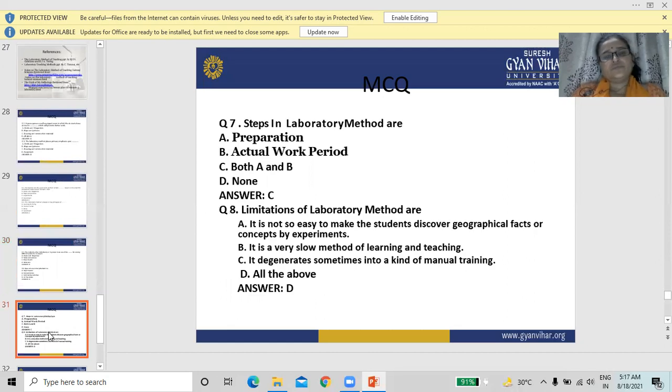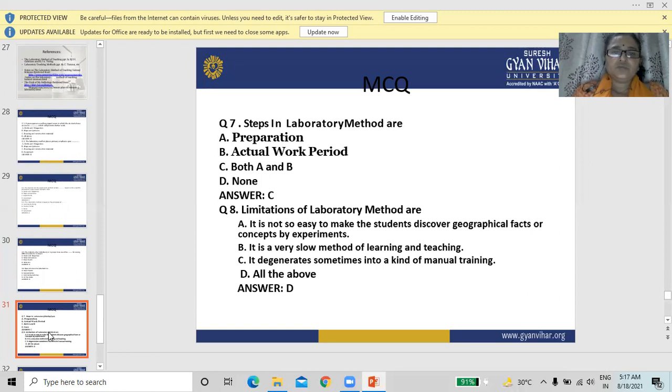Next MCQ. Steps in laboratory method are: option A, preparation. Option B, actual work period. Option C, both A and B. And option D, none. Correct answer is C, both A and B. It means practical preparation and actual work, the steps of laboratory work method.